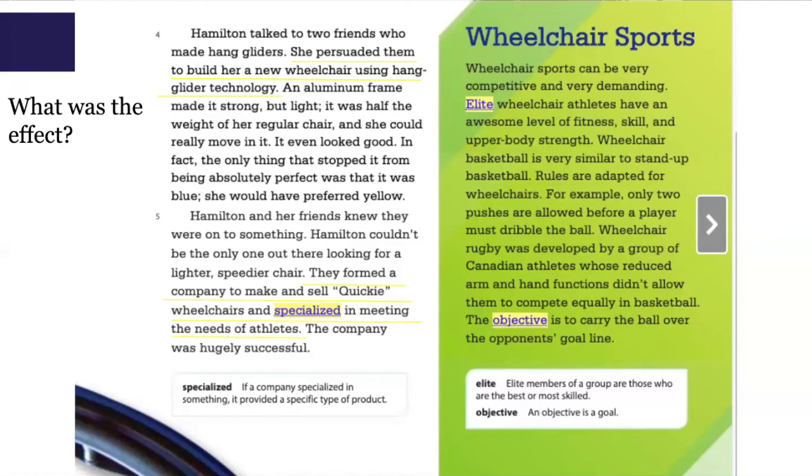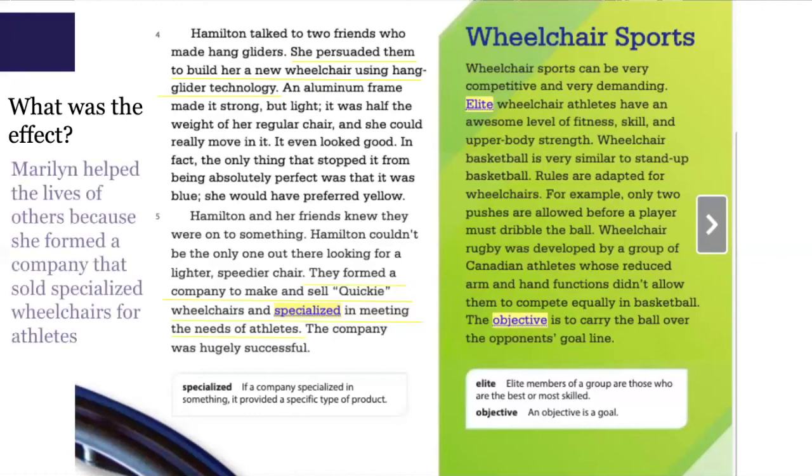So again, what was the effect of Marilyn Hamilton's accident? Marilyn helped the lives of others because she formed a company that sold specialized wheelchairs for athletes. Great job reading.